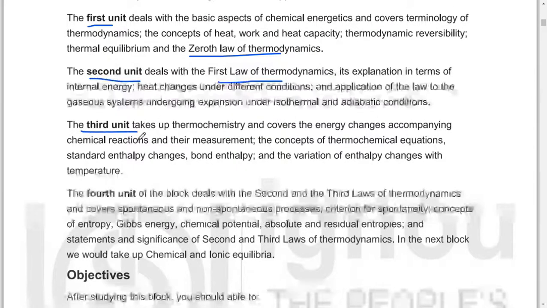The third unit takes up thermochemistry and covers the energy changes accompanying chemical reaction and their measurement, the concept of thermochemical equation, standard enthalpy changes, bond enthalpy, and the variation of enthalpy changes with temperature.